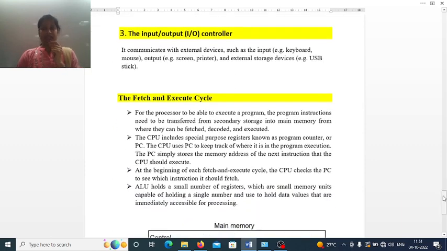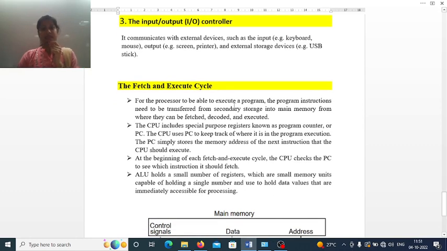So now I guess that you are familiar with all the internal structure and external structure of the computer. So now let us see how the data or the instruction is executed by the processor. For the processor to be able to execute the program, instructions need to be first transferred from secondary storage to main memory, from where they can be fetched, decoded, and executed. The program is executed by the processor in the fetch and execute cycle. So we'll see what we mean by fetch and execute cycle.